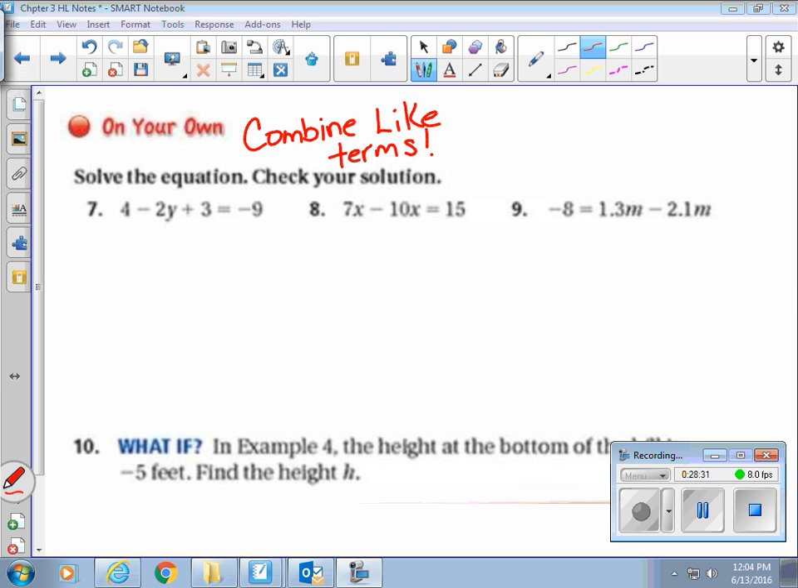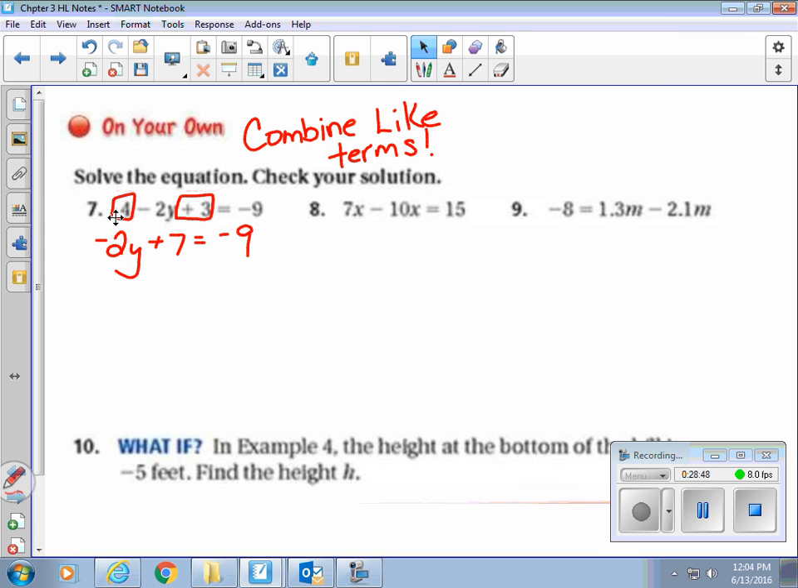So in number 7, our like terms here are actually our constants, our numbers. So I've got 4 plus 3, which would give me 7. So I've got negative 2y plus 7 equals negative 9. After combining like terms, we're then going to follow the steps for two-step equations. So the first part, on doing the addition or subtraction, I see add 7, so let's subtract 7 from both sides. 7 minus 7 would cancel out, leaving you with just that negative 2y left over there.